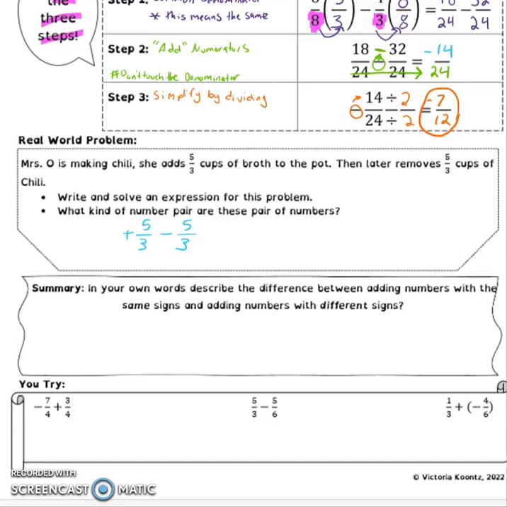All right, I'm going to let you answer the rest of this. So go ahead and pause your video here, solve the expression, and tell me, what are these pair of numbers called? If you need to look back at some of your other notes, go ahead and do that. But pause your video here, answer the rest of this question, and then I want you to try the you-try problems. And then come back here and I will give you the answers to the you-try problems.